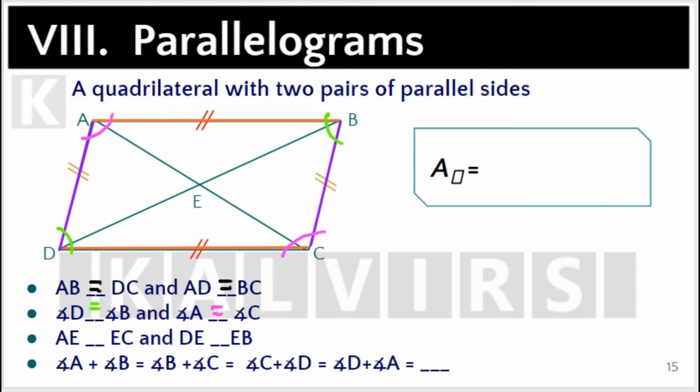The diagonals of a parallelogram bisect each other. It means that AE is equal to EC and DE is equal to EB. The sum of any pair of two consecutive angles is 180.